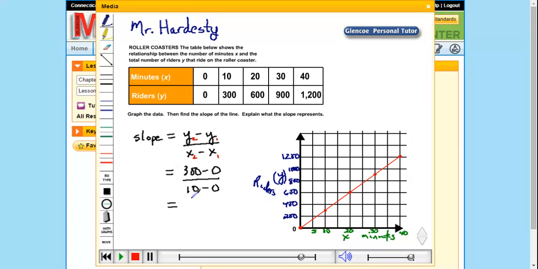We'll simplify and get 300 over 10. And 300 divided by 10 is 30, or 30 over 1. So that is our slope in simplest form, and the slope represents those riders per minute. That is, we will have 30 riders after every minute.